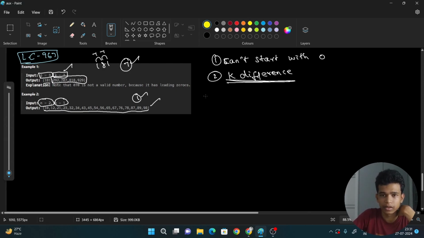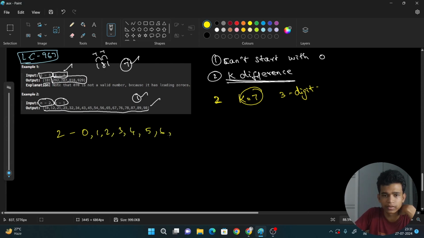Let me take an example. If n is 3 and k is equal to 7, and I have given a digit 2, you have to create a 3-digit number. What are the possibilities you will think of for this 2? Can you move to 1? No. The next digit for this 2 can be 0, 1, 2, 3, 4, 5, 6, 7, 8, 9. These are all the possible digits for the next digit.